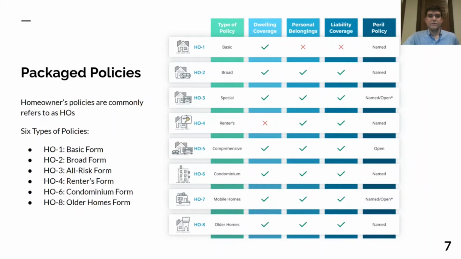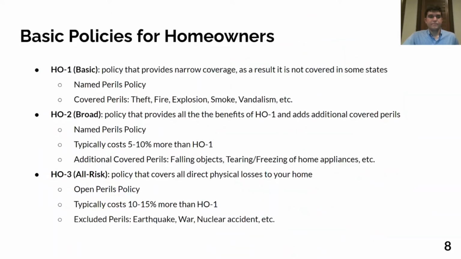And from the image to the right, we can see that these differ based off of whether they have dwelling coverage, personal belonging coverage, liability coverage, and as well as their different peril policies. So for the first two I mentioned, these would be considered basic policies for homeowners. The first one, basic form, is a policy that provides narrow coverage. And in fact, it's so narrow that it's not covered in some states. It is a named peril policy, and some of the covered perils that you would have if you had HO1, the basic form, would be theft, fire, explosion, as well as others.